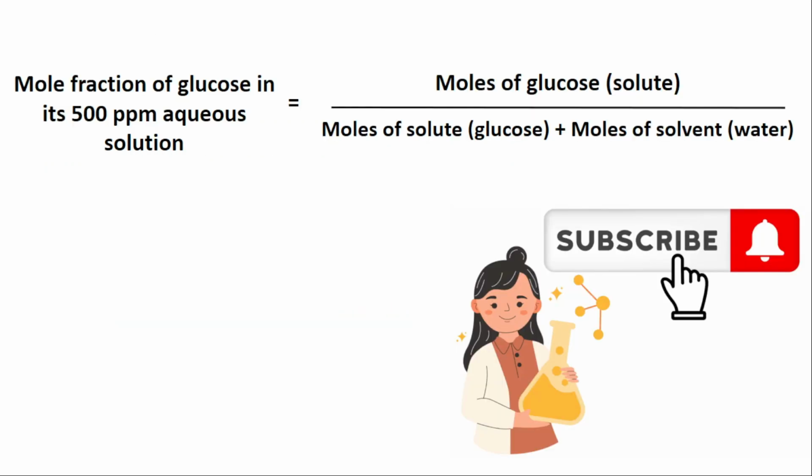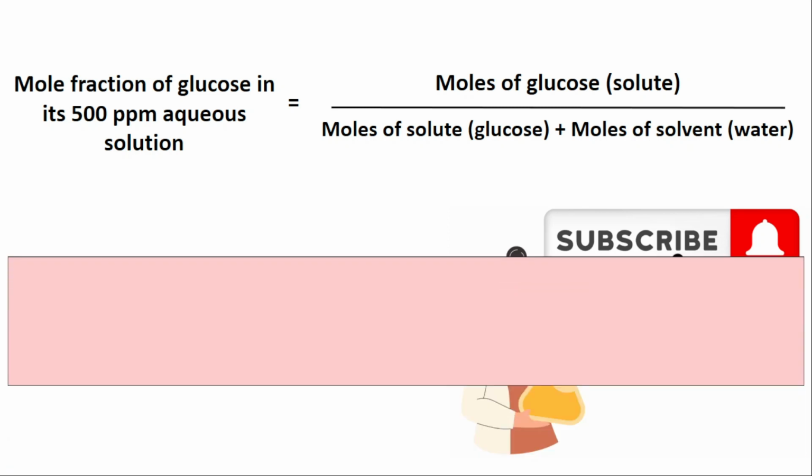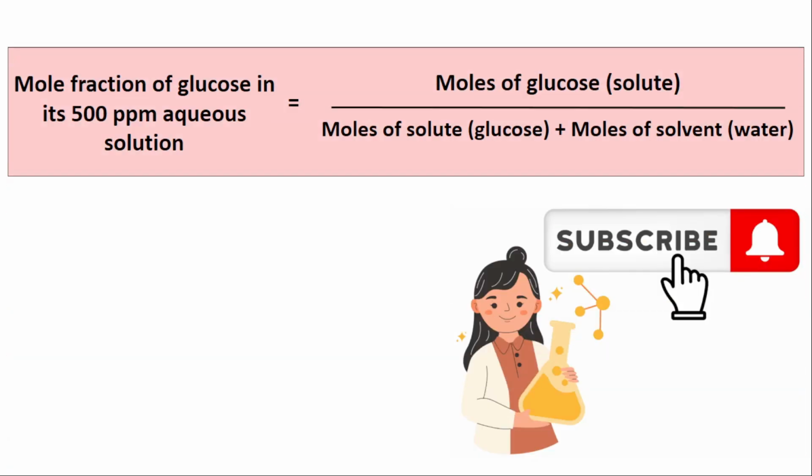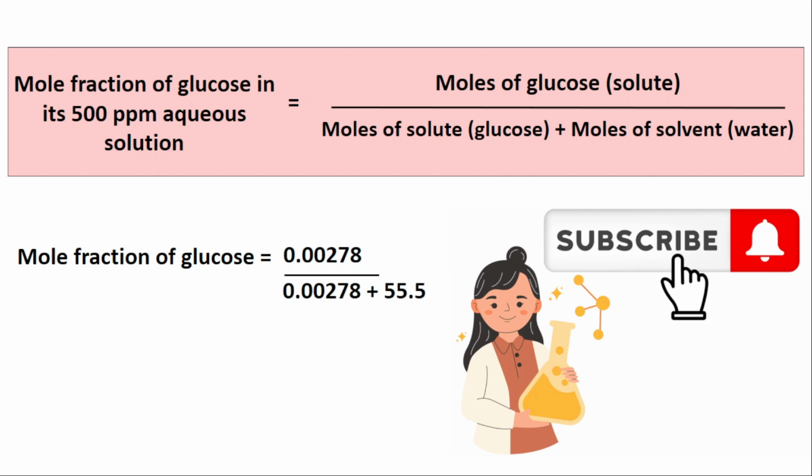So now we have the moles of glucose as well as the moles of water. Mole fraction of glucose in its 500 ppm aqueous solution is equal to moles of glucose solute divided by the moles of solute glucose plus moles of solvent, that is water. So mole fraction of glucose, that is 0.00278, is divided by the sum of 0.00278 and 55.5 to give us the mole fraction of glucose in this example, which is 0.00005. So that's how you convert ppm to mole fraction.